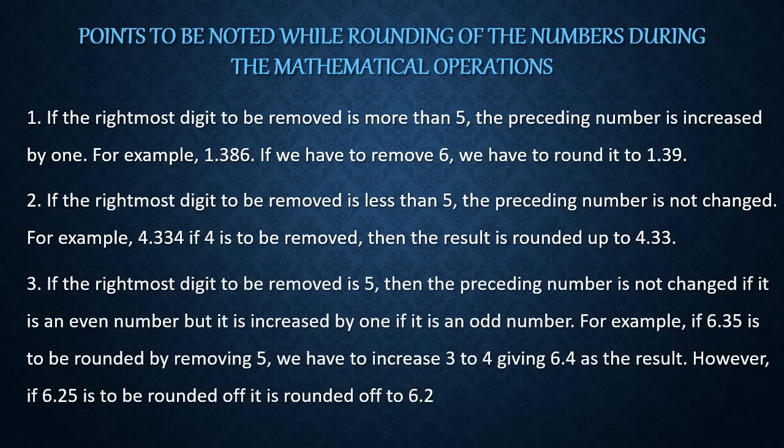Now rule number 3. This is for 5. If the rightmost digit to be removed is 5, then the preceding number is not changed if it is an even number, but it is increased by 1 if it is an odd number. Examples are before you on the slide.